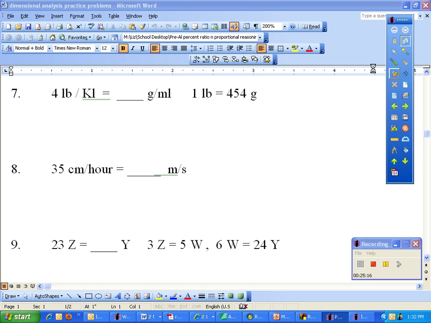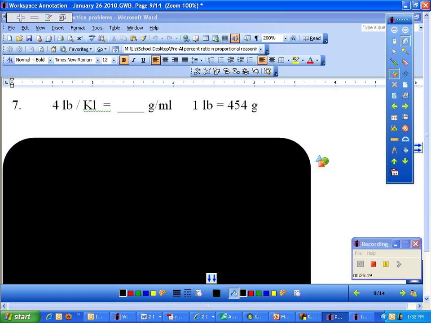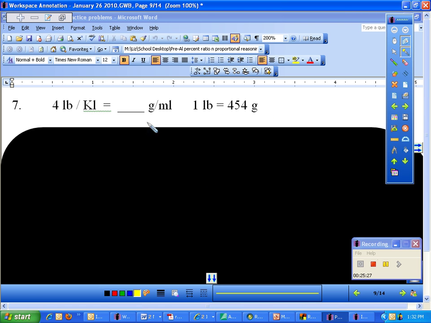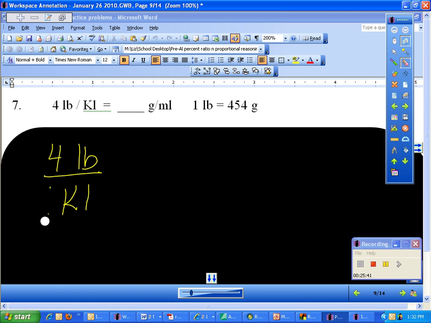So now we're going to take a look at one that involves two different units instead of just one. We've got to convert pounds per kiloliter, which is what that is, to grams per milliliter. And I always like to rewrite them just like so. Remember that technically there's a 1 right here. It's 1 kiloliter. We just don't write it because it's understood. And for no particular reason, I'm just going to take care of the pounds first.